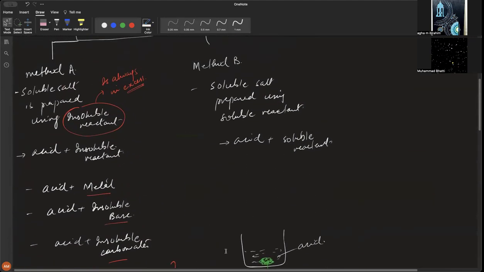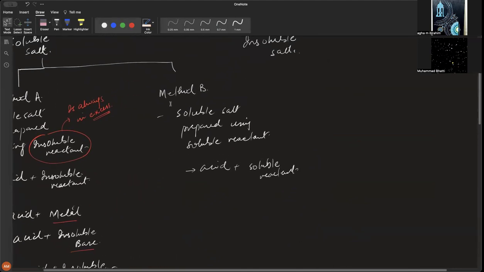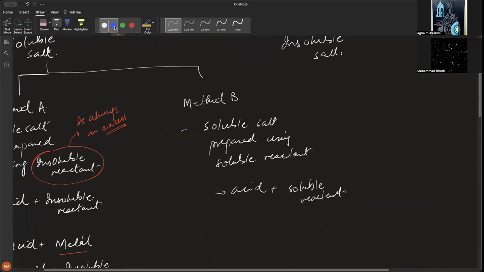right? This is the salt preparation method A. We're going to write about method A in detail as well. What are the reactions that generally take place? Similarly, we have method B. Method B leads to the same salt solution. But the important point about method B is that method B is called titration. One of the most important things that we would have to do.